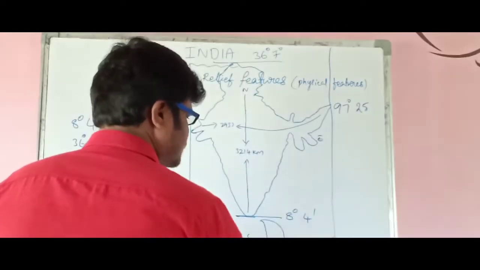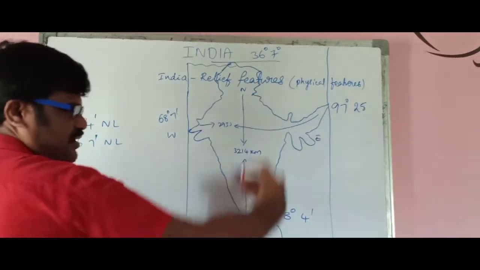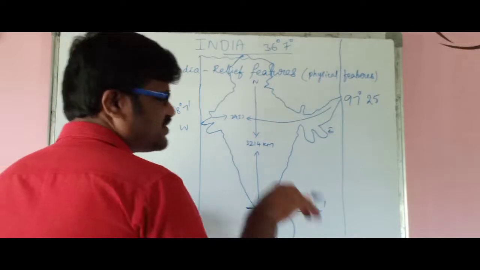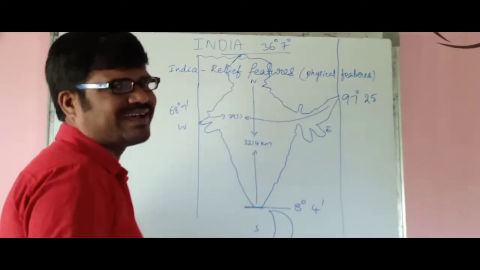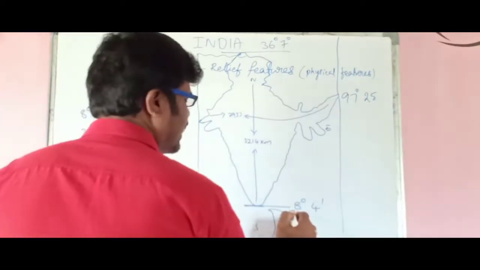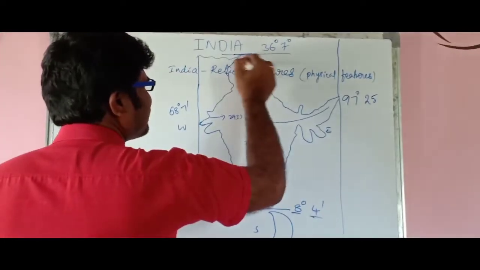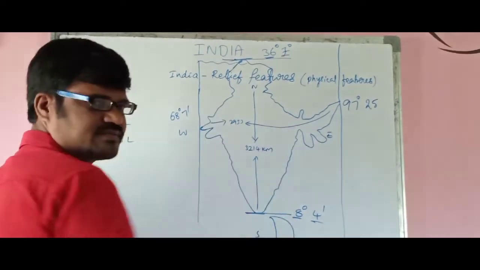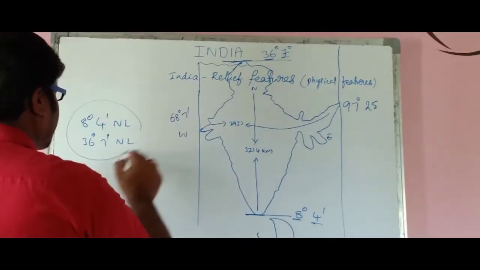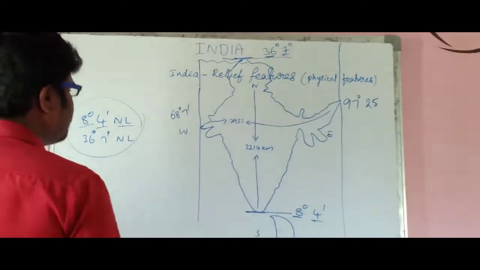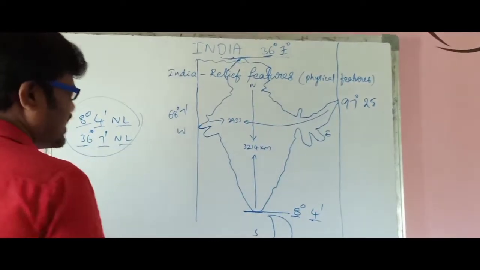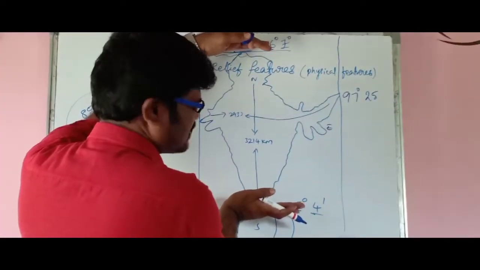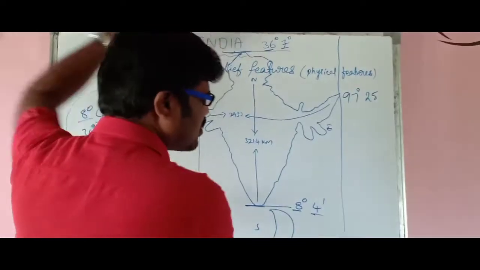North latitude, because already you know our India is located in the northern hemisphere. All the latitudes which we see in India are northern latitudes. 8 degrees 4 minutes north latitude to the last, Jammu and Kashmir, 36 degrees 7 minutes. These are latitudes. In between 8 degrees 4 minutes to 36 degrees 7 minutes according to horizontal lines.